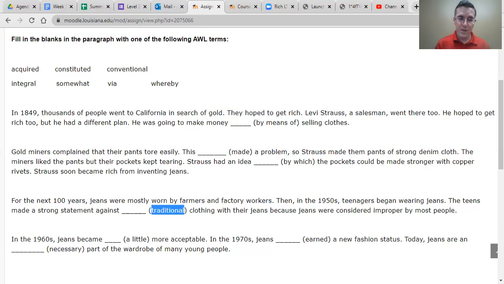Right? In the next sentence, the next blank, in the 1960s, jeans became a little more acceptable. So I'm going to be looking for some word that can replace a little, right? A little bit. Okay. Acceptable is an adjective, right? More acceptable. And a little is modifying that adjective. So this is an adverb. I'm looking for an adverb.